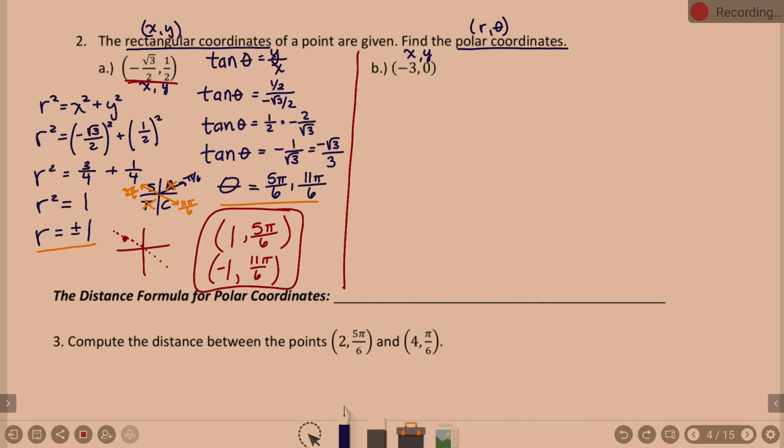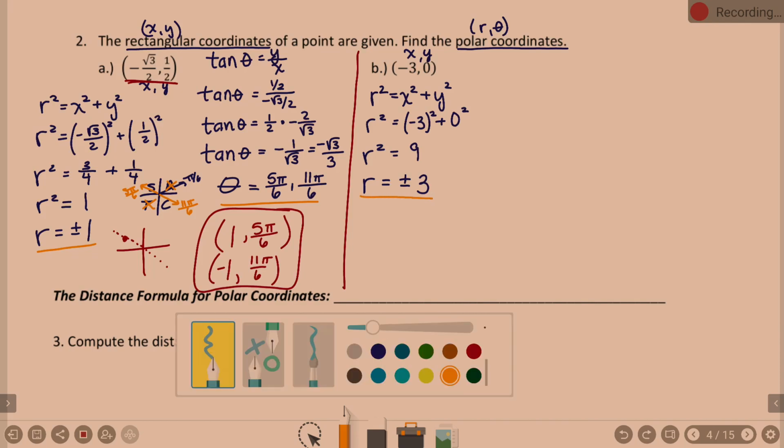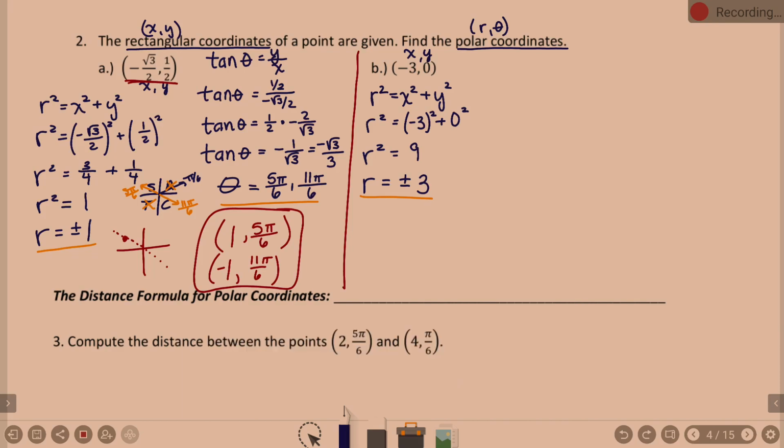We can start off, easiest part is to find r. r squared equals x squared plus y squared. So r squared equals negative 3 squared plus 0 squared. Okay, guys, what is negative 3 squared? 9. Plus 0 squared is still 9. If r squared is 9, what is r? Plus or minus 3. It could be a positive or a negative 3. Depends on the angles we come up with. Okay?